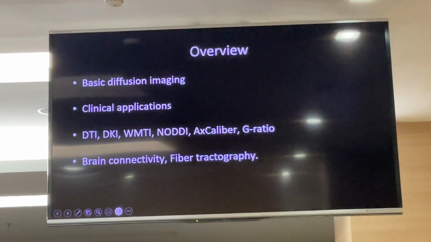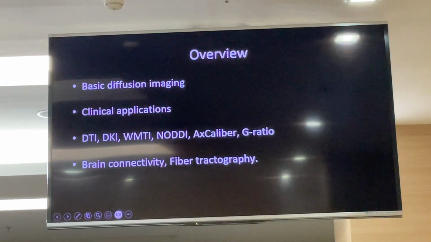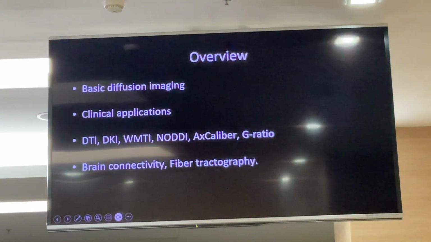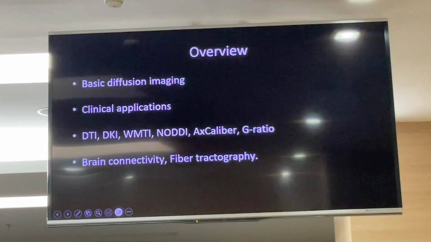So this is all my talk today. I covered the basic diffusion imaging, some clinical applications, and also some diffusion models, and just touched on some of the connectivity and tractography.